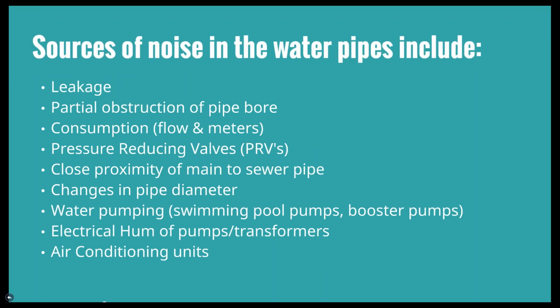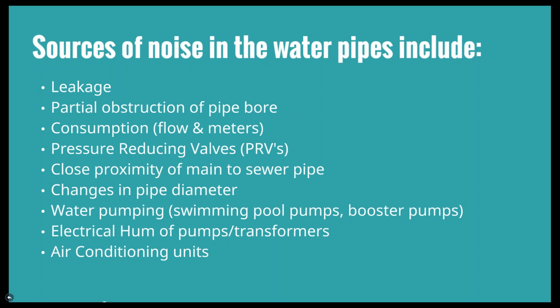There are a lot of ways correlators and loggers can pick up noise. Of course, the best is actual leakage. Then there's partial obstruction of the pipe, where your pipe has the jetting effect that Mike mentioned earlier, possibly by tuberculation or by a reduction in diameter. Then consumption: flows and meters. When you do a survey with correlators or loggers, if consumption is going on, it can create some false positives.